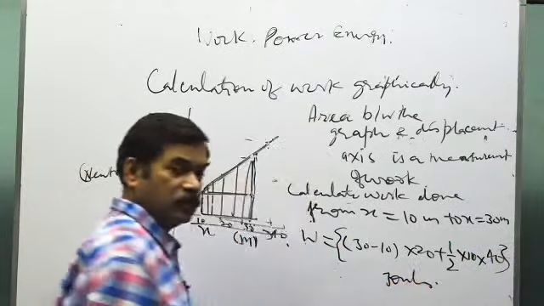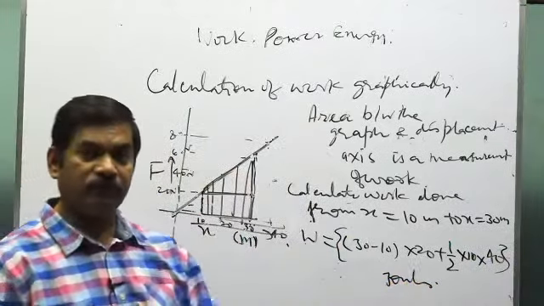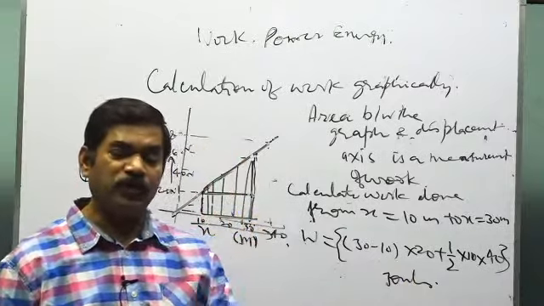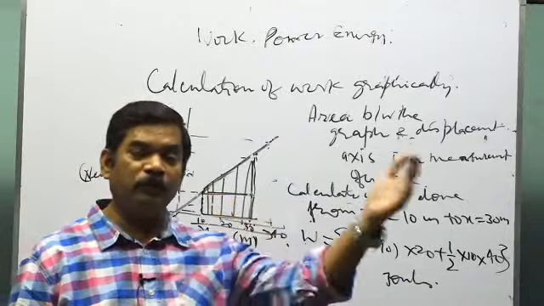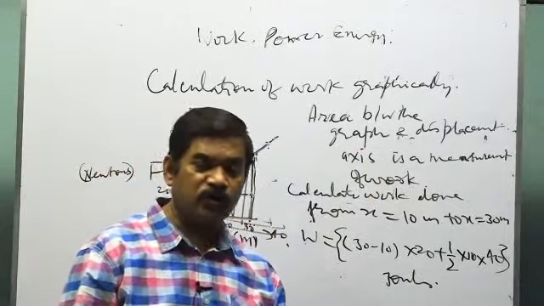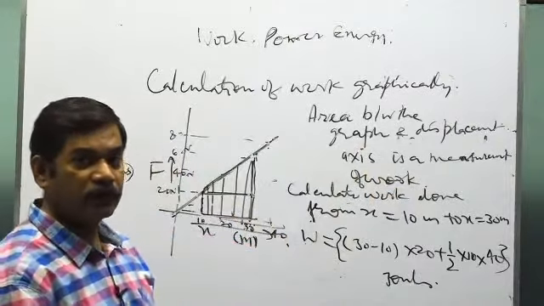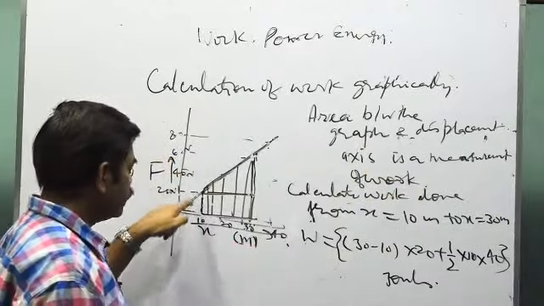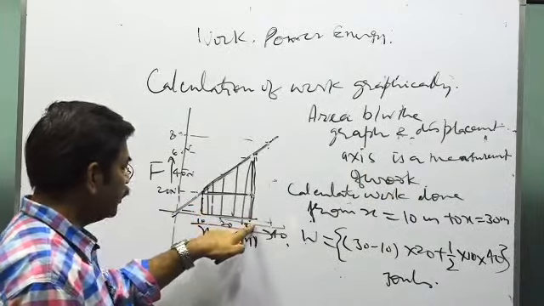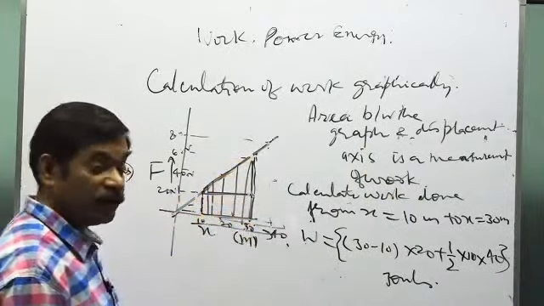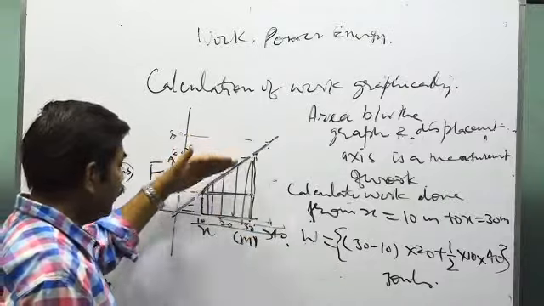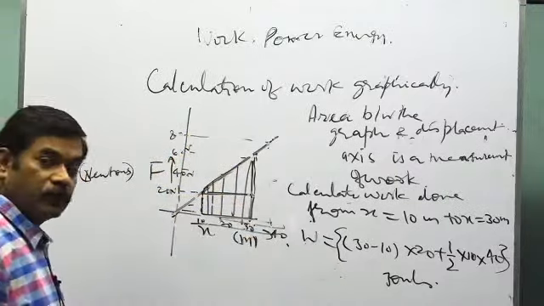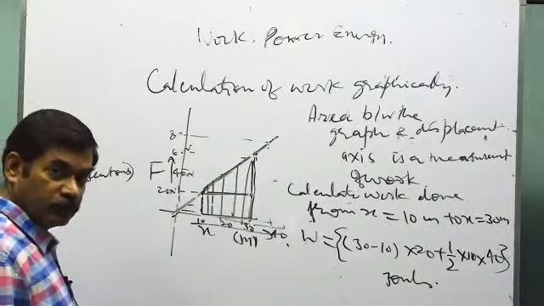Is that clear? So the point is what? Key from which point of displacement, from which point of position up to what point of position they have asked you to calculate the work done. You'll consider only that area. They asked you to calculate work done for a displacement from 10 meter up to 30 meter. So you had to calculate only this much of area between the graph and the displacement axis. So it will be only this much of area. Is that clear? This point is clear now?